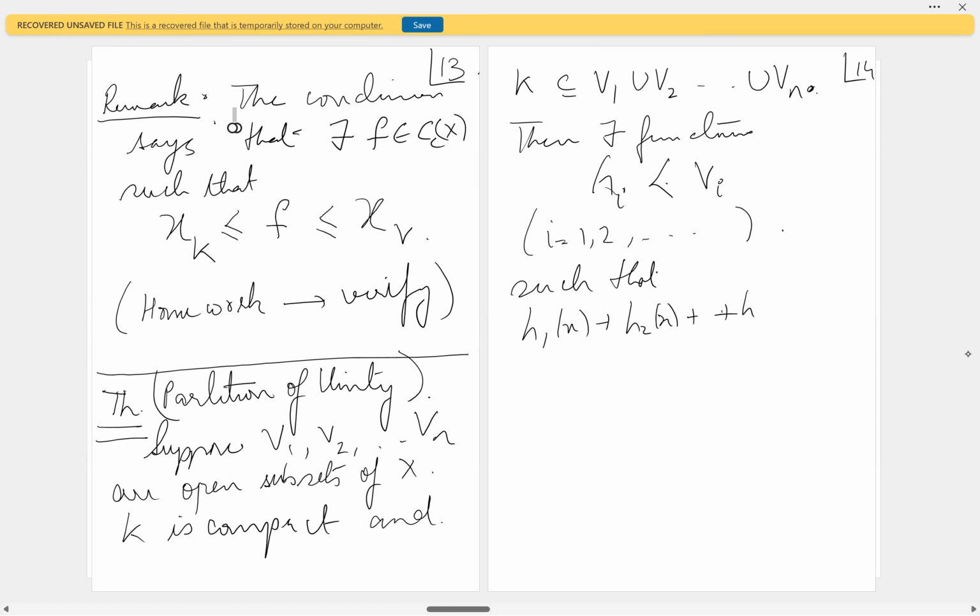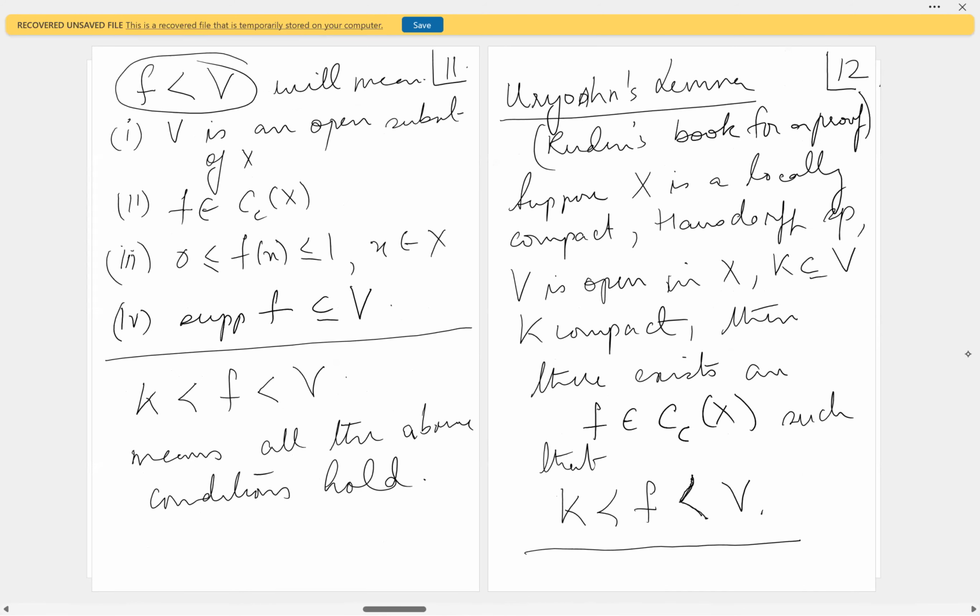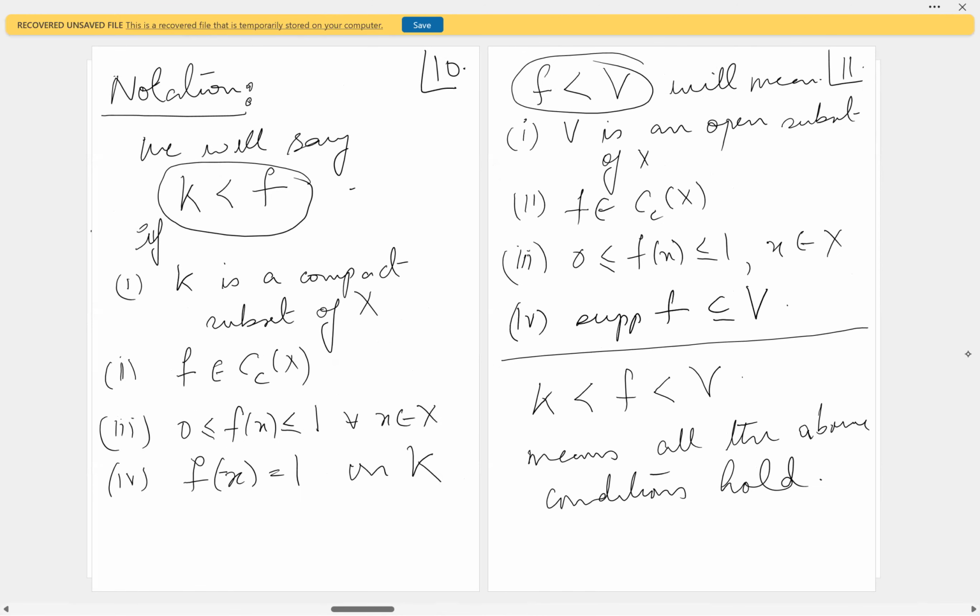Such that the sum is exactly 1 on K. So this is why it's called a partition. You have these functions h1, h2, ..., hn, and that's why this is called a partition of unity. There might be some more results which I will remind you of in our attempt to see a proof of the Riesz representation theorem.